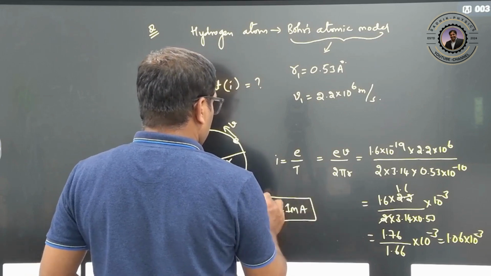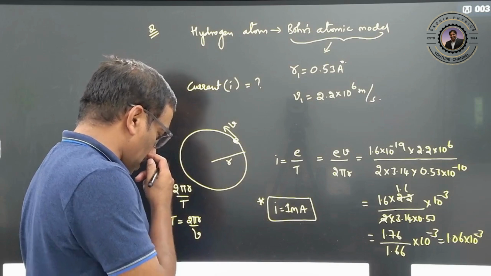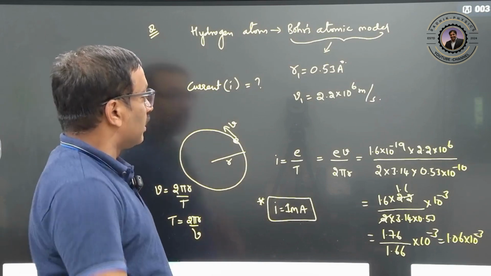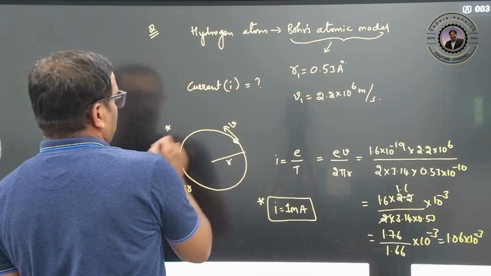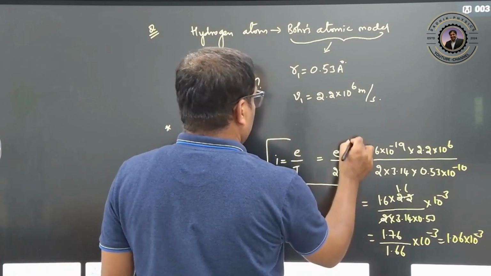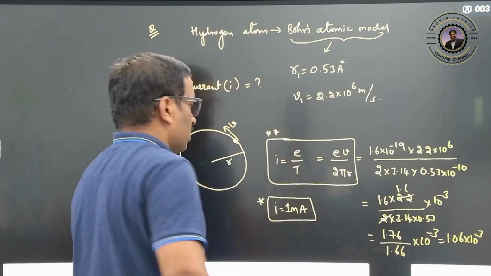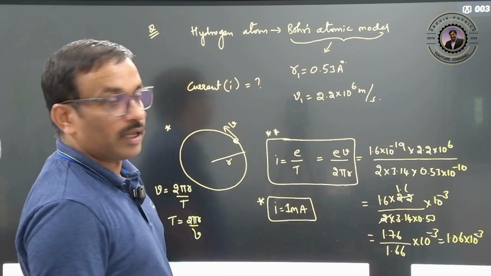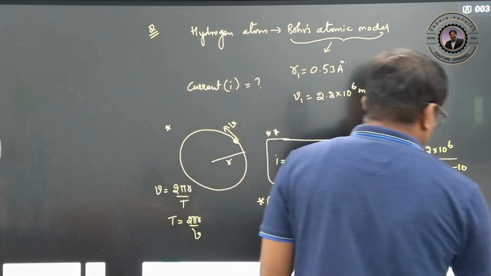So this is the current which is flowing due to the electron. Here is one concept, this concept is slightly important now. This is the formula: if an electron or any charge is moving in a circular orbit, then this will be the current. Clear? So now let us see some questions related to the current.